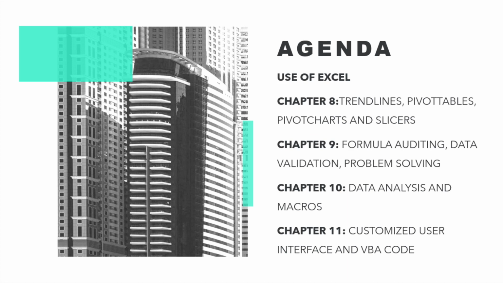So in this video, I will talk about what I learned throughout the 4 chapters of the Excel modules. The first one, chapter 8, was about trend lines, pivot tables, pivot charts, and slicers. Then chapter 9 taught me how to work with formula auditing, data validation, and problem solving. Then chapter 10 was about data analysis and macros. And chapter 11 was more about customized user interface and VBA code.